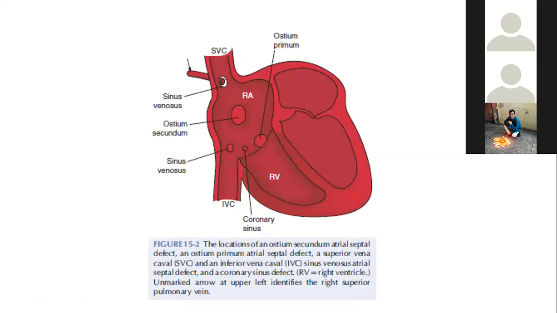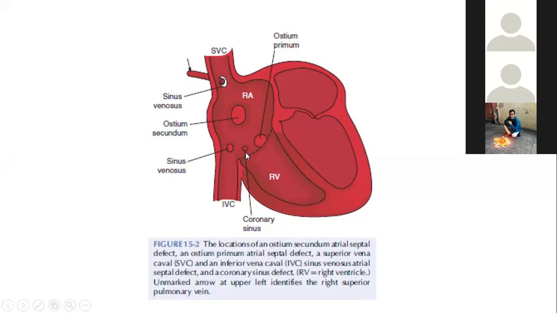Coming to the different types of ASDs: the one present at the region of the foramen ovale or above is called the ostium secundum type of ASD. The one present at the level of the atrioventricular valves, where the endocardial cushion meets the atrial septum, is called the ostium primum type. Where the SVC attaches to the sinus venosus, a defect present there is a sinus venosus type of ASD, which can be at the level of the superior vena cava or the inferior vena cava.